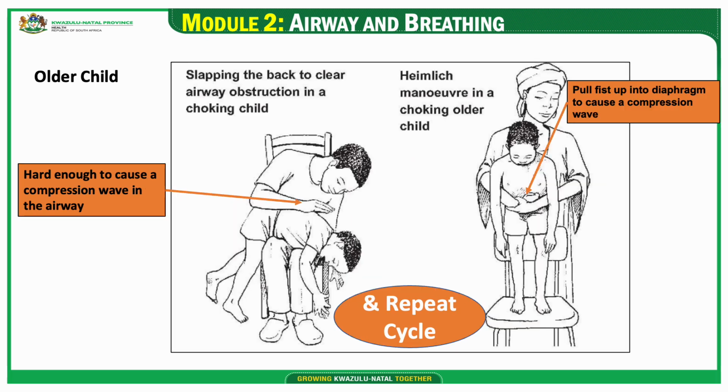If it is an older child, you can still give them 5 back slaps. You can straddle them across your lap, or you can have them standing or sitting, and you still give 5 back slaps between the scapula.